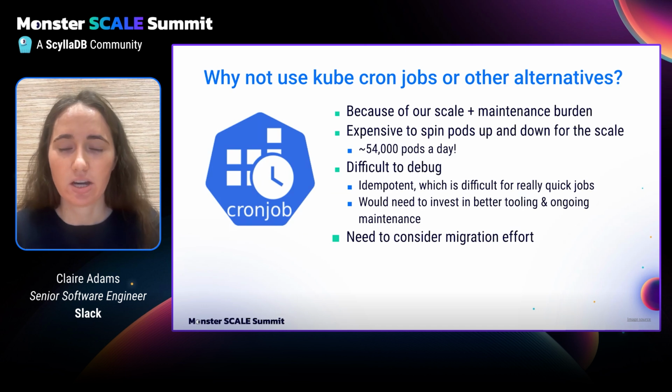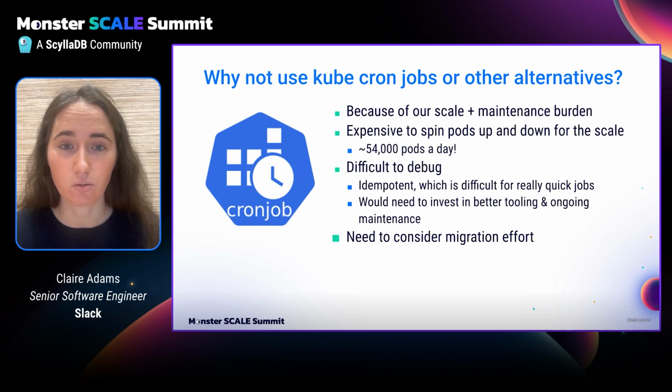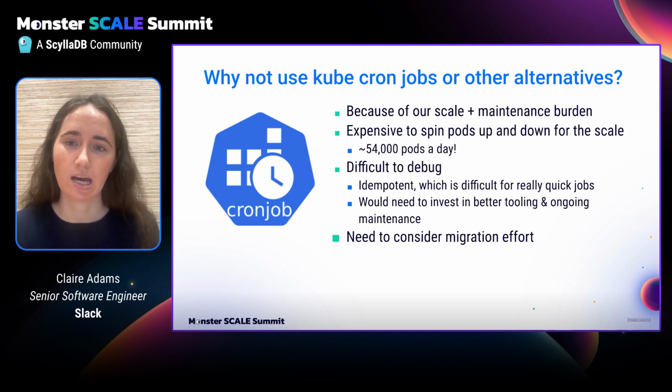So when I first started talking to people about this project, it came up a lot, like, why not use other alternatives, specifically like kube cron jobs? We had already invested in Kubernetes, so it seems logical to want to use the kube cron jobs. I think really it came down to the scale we're working at. Slack has so many users, it has so many scripts running all the time.